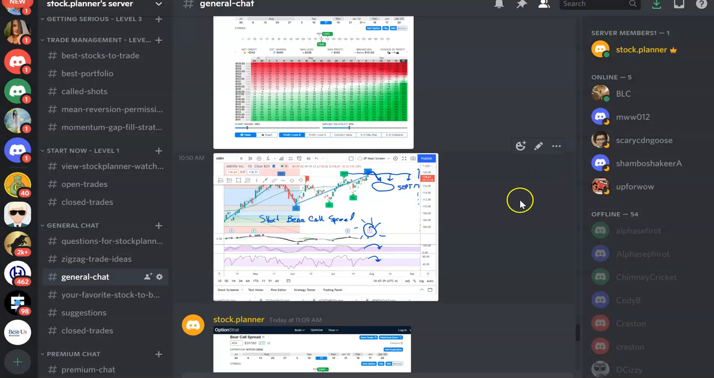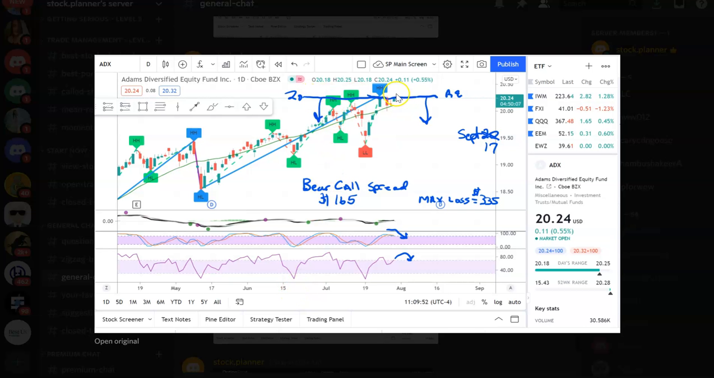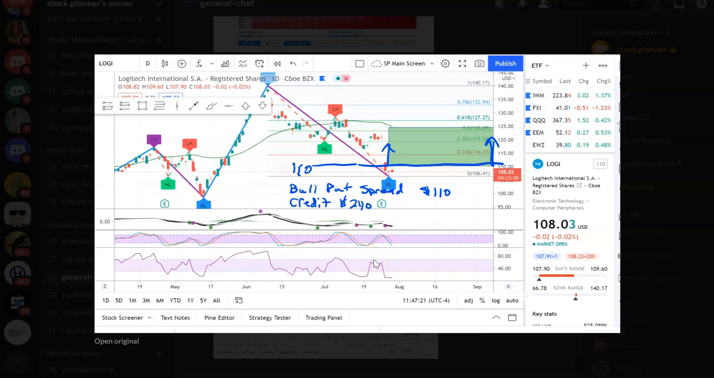Let's look at another one. Accenture. You want it to stay below this line. This is the 20 by September 17th, and I'll get $165. The max loss here is 335. Stay below this. And this is saying that the stochastic RSI is coming around. And this actually is coming around. This is imaginary RSI coming around. And I'm saying that this should drop in here somewhere. ADX. And the last one is Logic Tech.